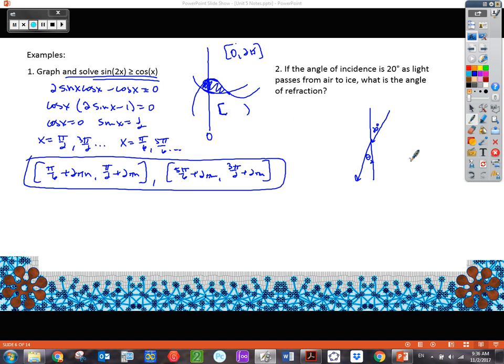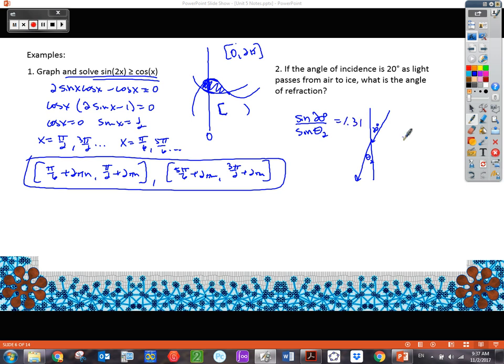So our formula is sine of the angle of incidence, which is 20 degrees, over sine of the angle of refraction, which we don't know. And they're saying it's passing from air to ice. We have a number for that, don't we? Do we remember? Index of refraction, remember that? We have the index of refraction from air to ice. What was that on the other page? 1.31, right? Wasn't it 1.31?